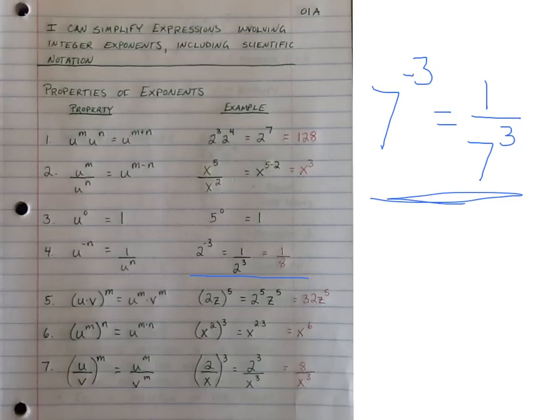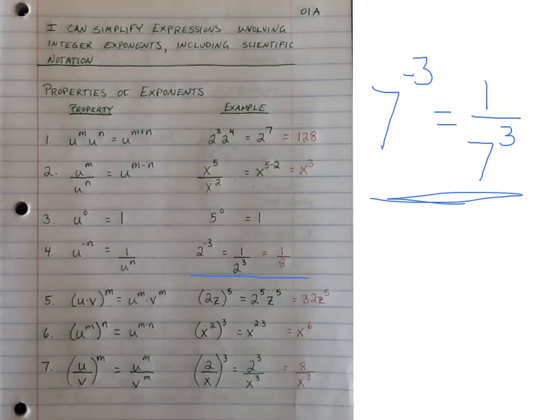Property 5 is if you have two numbers that are being multiplied and that quantity is being raised to a power, what we can do is distribute the power in. So u to the m times v to the m. And I've shown an example here. We distributed the 5 in, we get 2 to the 5th, and the 5 in for the z, and we get z to the 5th. And then this can be simplified further to 32z to the 5th.